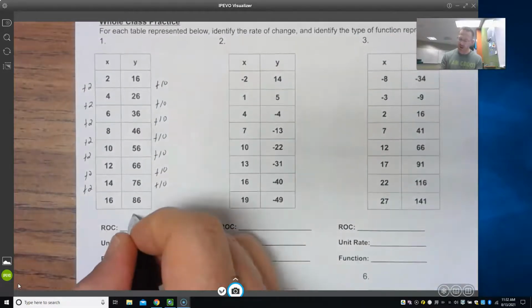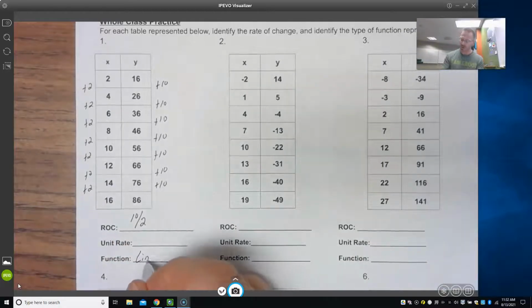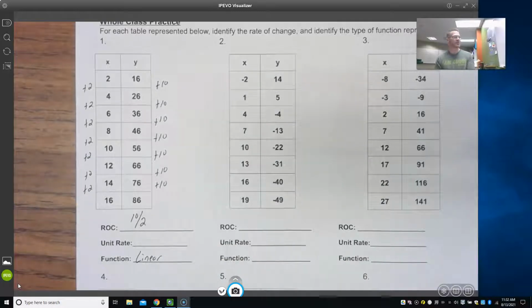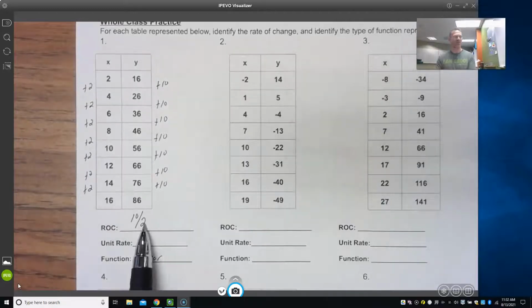So there's my rate of change. It's 10 to 2. And because it's a constant rate of change, we should hopefully know that it is a linear function. Now, this is where this lesson differs from the prior one. Here my rate of change is 10 to 2, but that's not my unit rate of change. My unit rate of change is per 1 x, per 1 month, per 1 day, whatever that happens to be.